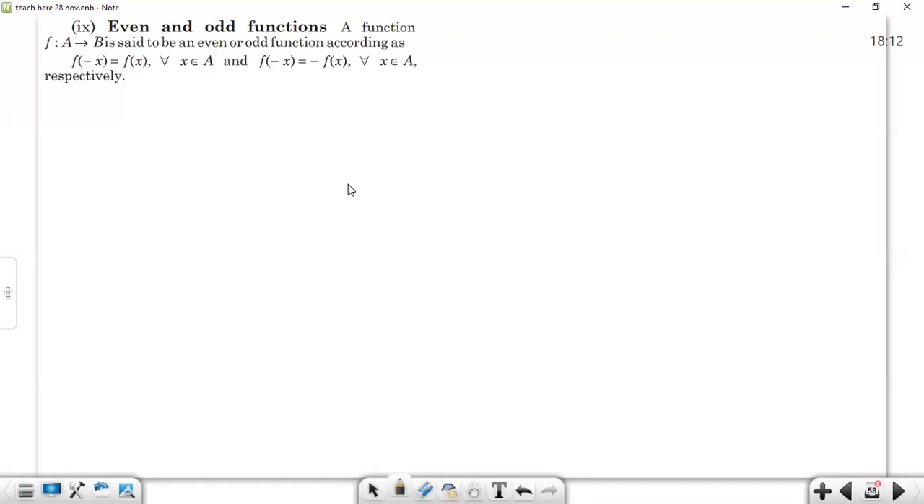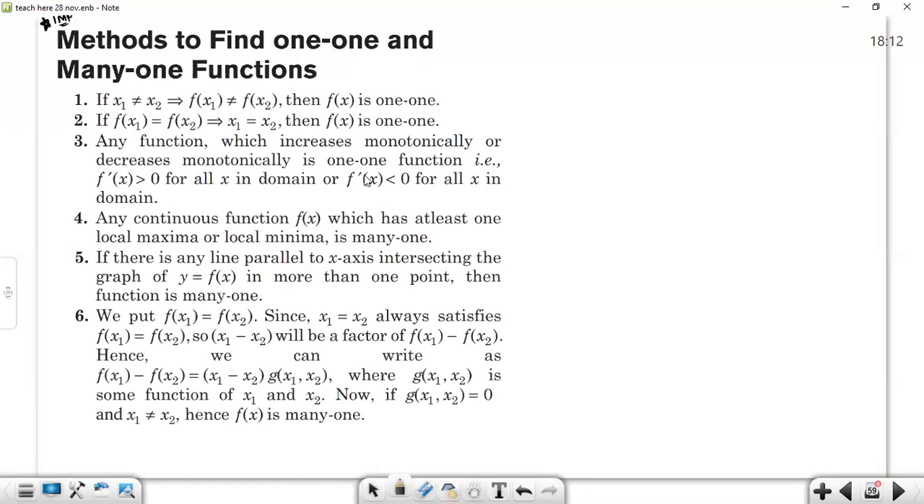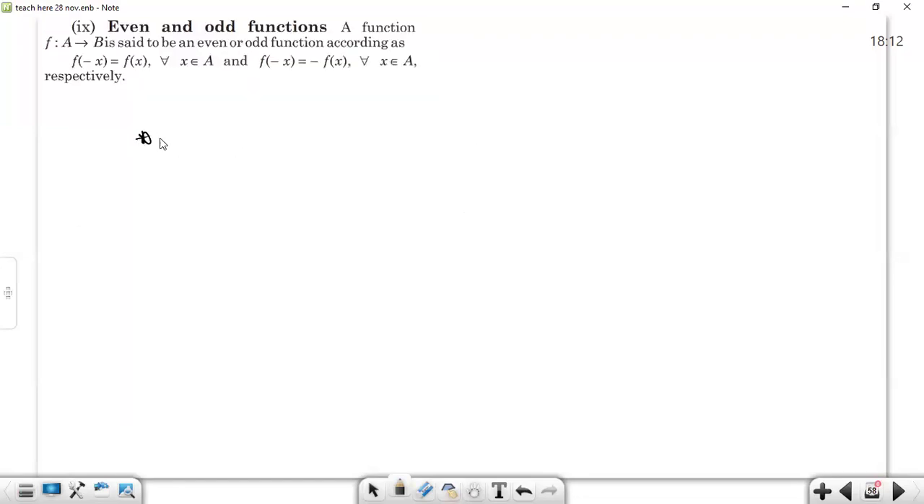Okay, so even and odd functions, there are some properties of even and odd functions. The derivative of an even function is an odd function, and the derivative of an odd function is an even function. Let us say f of x is equal to x square.